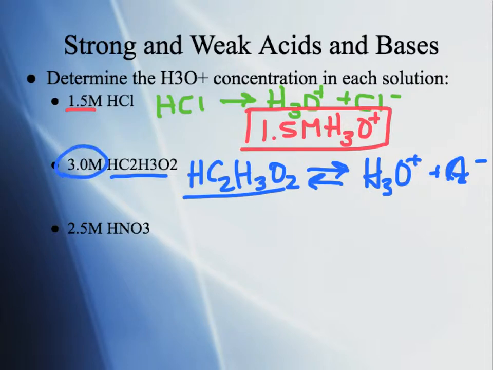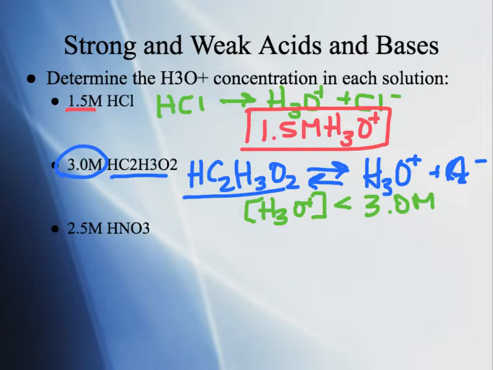So what we'll say is that the hydronium or hydrogen ion concentration is going to be less than 3.0 molarity. We can't say exactly how much it's going to be. It might be different at different time periods when we test it, but we know that it's not going to completely fall apart. So that means that we are not going to have 3 molar hydronium ions.